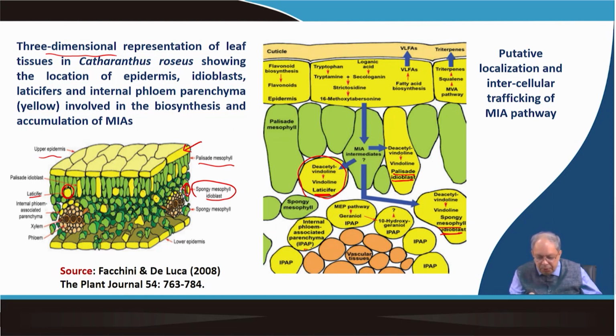The internal phloem parenchyma plays an important role, because there the early steps of the pathway operate. So this shows intercellular trafficking of the monoterpenoid indole alkaloid pathway, and this was taken from Plant Journal 2008.